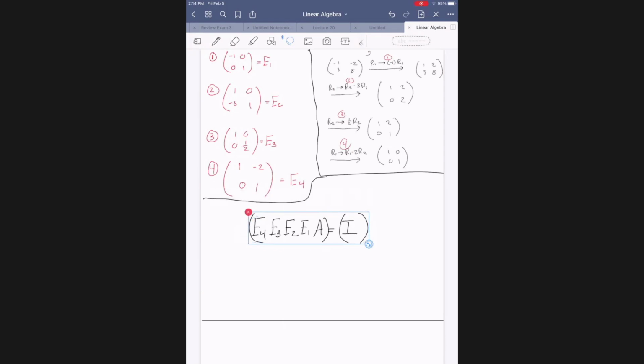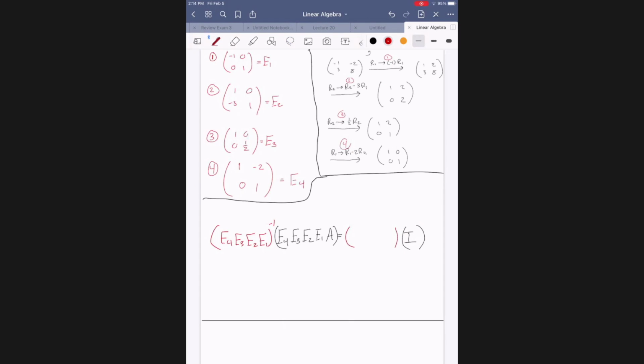So resize this. So just take E4, E3, E2, E1 inverse, right? And also when you do matrix equations, the side you multiply the matrix on, you have to also multiply. So since I multiplied on the left side, you have to multiply on the left side.